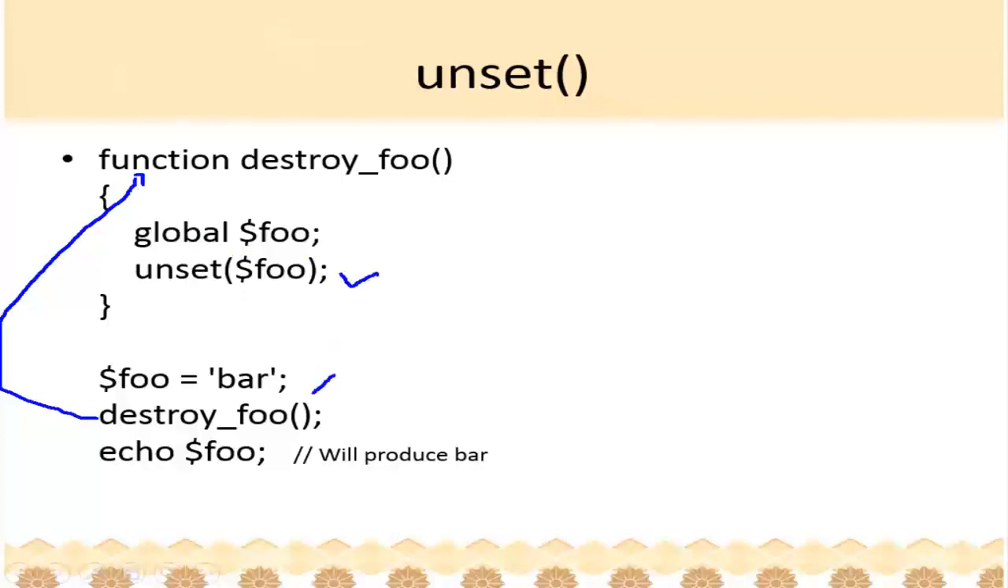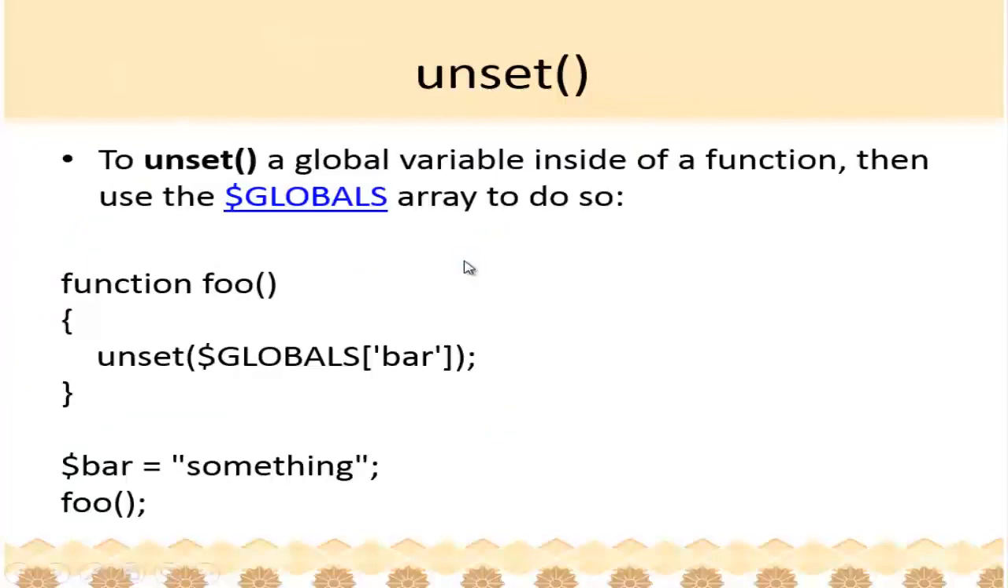That does not mean that the global foo is being pulled out. After this function, if you call foo again, it's going to print the same value. So it just goes out of scope within this function. You will not be able to unset it from the global scope. It's not possible. Okay. What if you really want to do it?